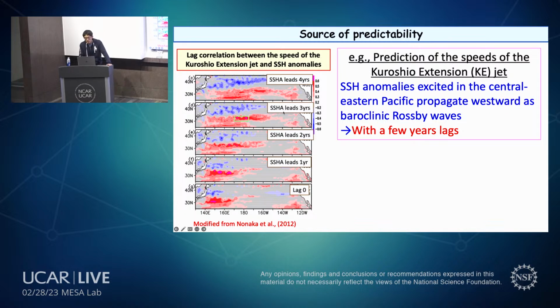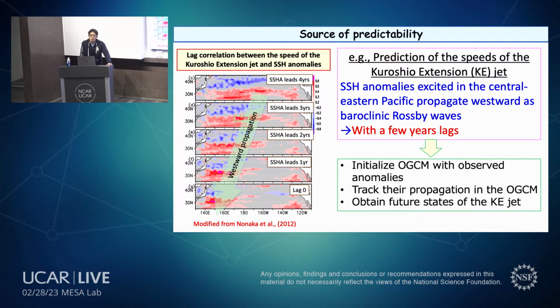In other words, sea surface height anomalies are excited in the central to eastern Pacific. In the case of the Kuroshio Extension jet, these anomalies propagate westward as barotropic Rossby waves and then modulate the speed of the jet. Based on this idea, prediction of the Kuroshio Extension jet may be possible using the following strategy. First, initialize the OGCM with observed anomalies, incorporating this kind of precursor signal, and then track the propagation in the OGCM, and we may obtain the future states of the Kuroshio jet a few years in advance.